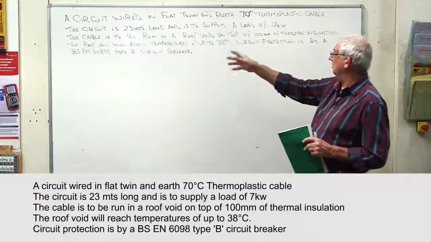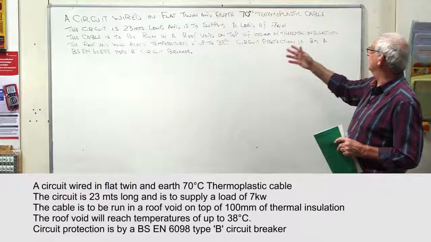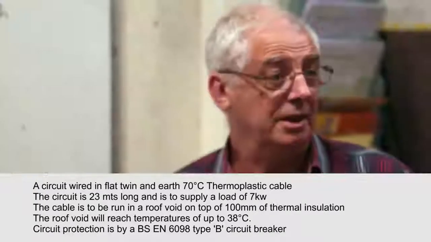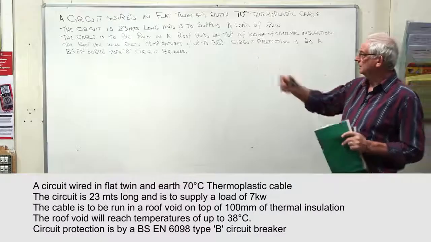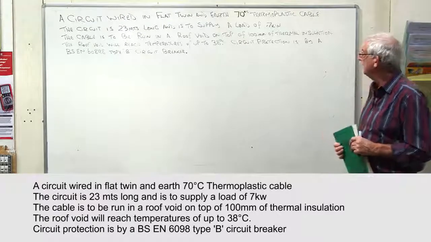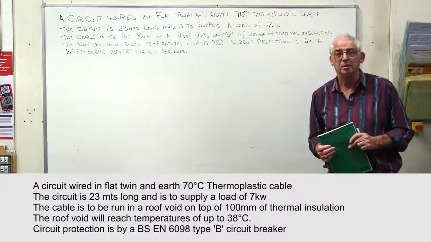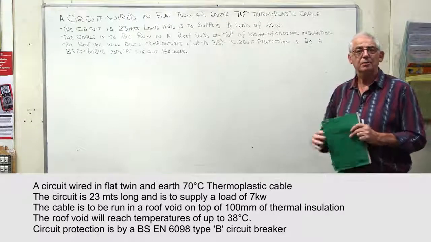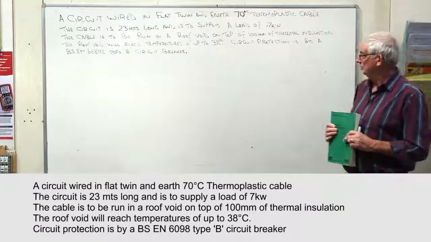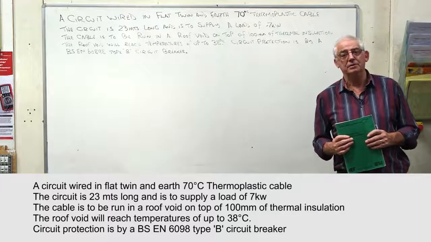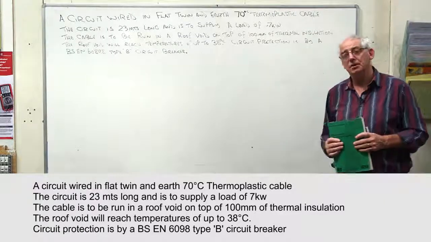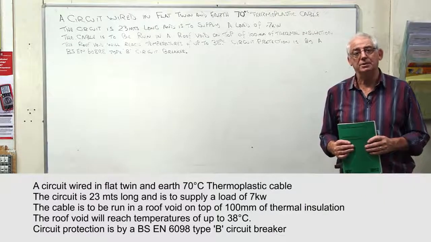It says a circuit is wired in flat twin and earth 70-degree thermoplastic cable. That's the normal flat twin and earth cable that we would use in house wiring, say. The circuit's going to be 23 metres long and it's to supply a load of 7 kilowatts. Cable to be run in a roof void, laid on top of 100mm of thermal insulation. The roof void will reach temperatures of 38 degrees. Circuit protection is going to be a BS EN 60898 Type B protective device.